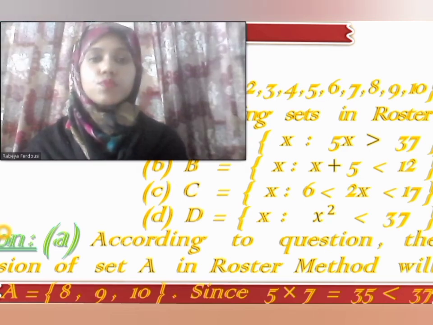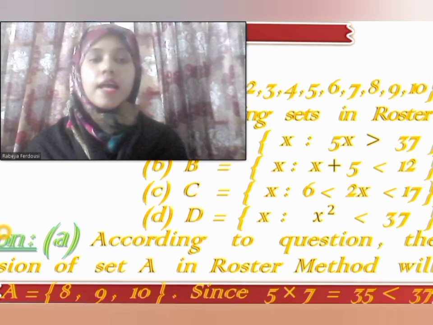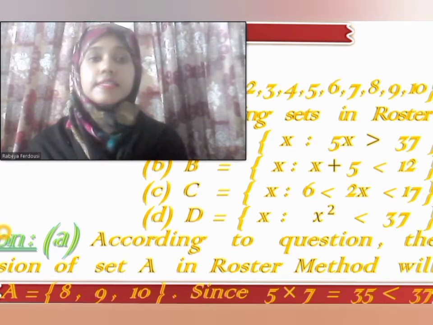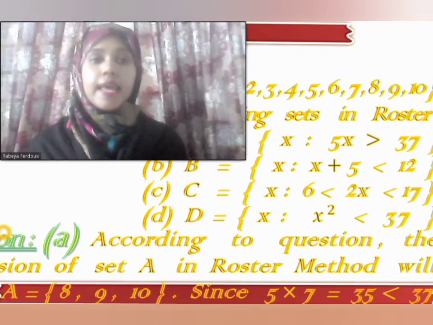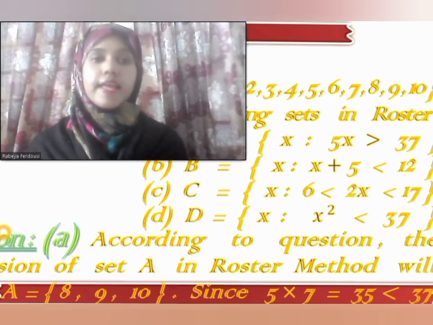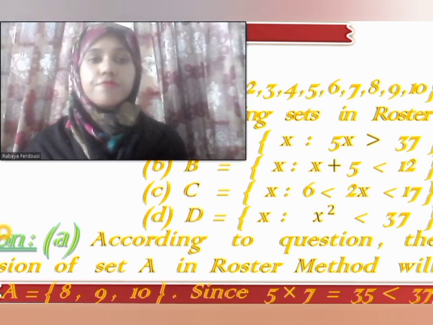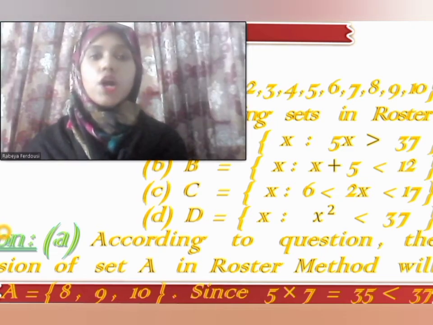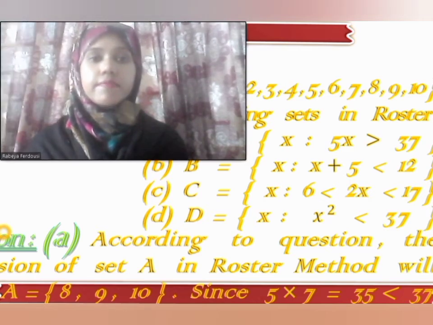At first, we will solve the elements of set A. According to our question, set A is equal to x such that 5x is greater than 37. Here, x is a natural number or a counting number. If x is equal to 1, then 5 into 1 is equal to 5, which is less than 37. Again, if x is equal to 5, then 5 into 5 is equal to 25, which is less than 37.